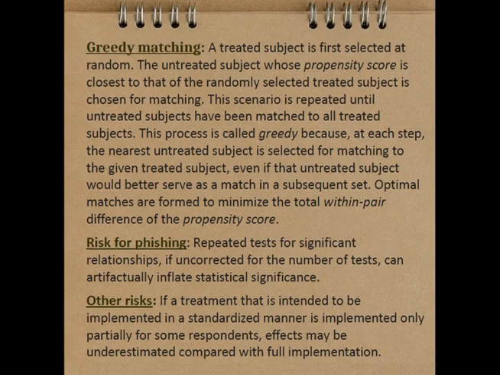The untreated subject whose propensity score is closest to that of the randomly selected treated subject is chosen for matching. This process is repeated until untreated subjects have been matched to all treated subjects. This process is called greedy because at each step, the nearest untreated subject is selected for matching to the given treated subject, even if that untreated subject would better serve as a match in a subsequent set. Optimal matches are formed to minimize the total within-pair difference of the propensity score.